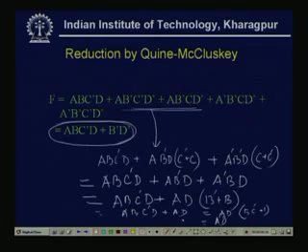Now, this is what we get if we apply the theorems. Now, see again if we check a b c' d, a b c' d'.